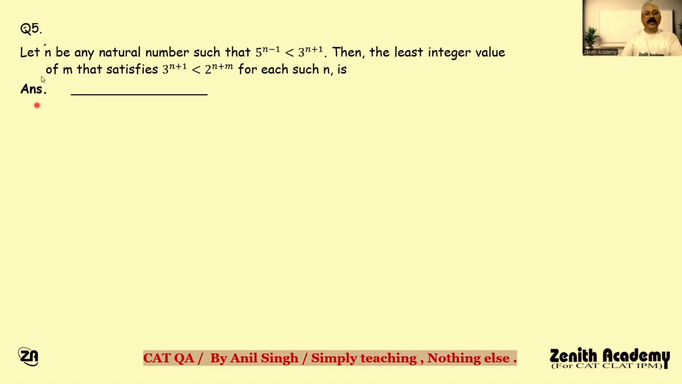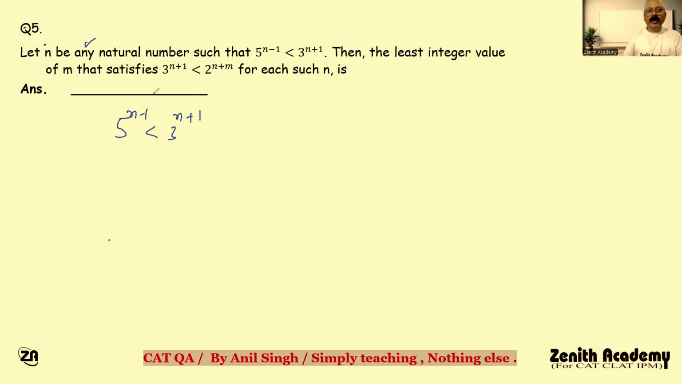Question number 5: let n be any natural number such that 5 to the power n minus 1 is less than 3 to the power n plus 1. Then the least integer value of m that satisfies 3 to the power n plus 1 less than 2 to the power n plus m for each such n is... So n is a natural number which satisfies this inequality, that 5 to the power n minus 1 is less than 3 to the power n plus 1.